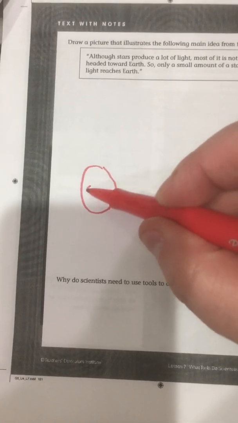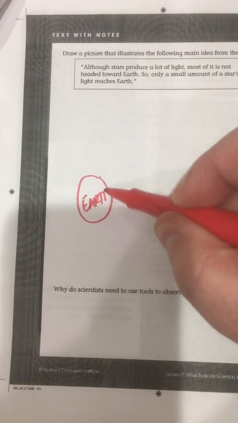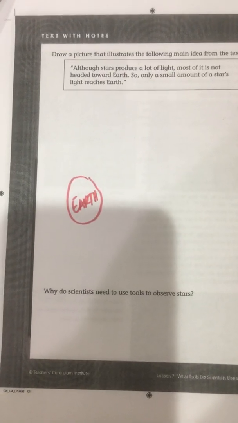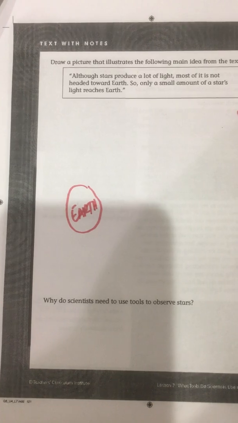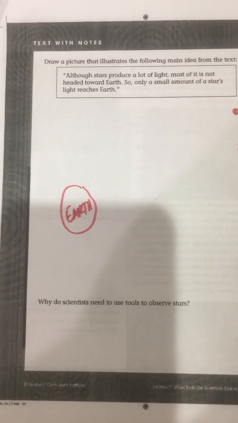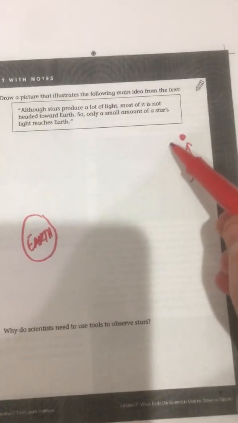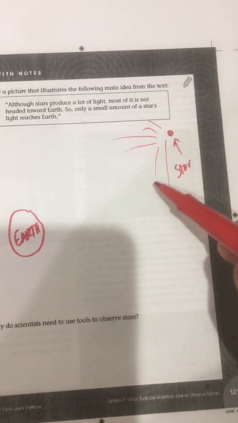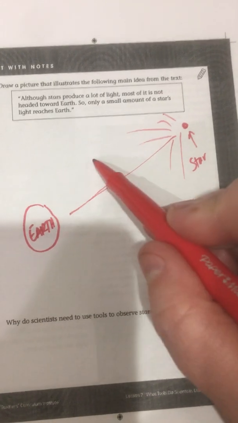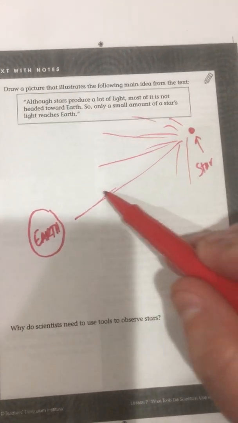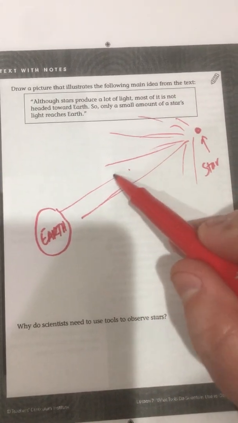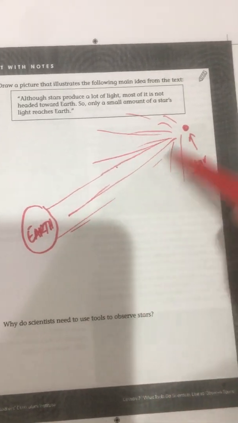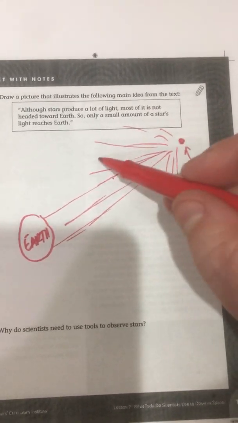Earth and then a star and label it, because stars don't actually have those little pointed things, right? So I'm going to make my star super shiny, and only some of that light is actually getting to Earth. That makes sense? But you're going to learn about that. All right? And then you have another question.